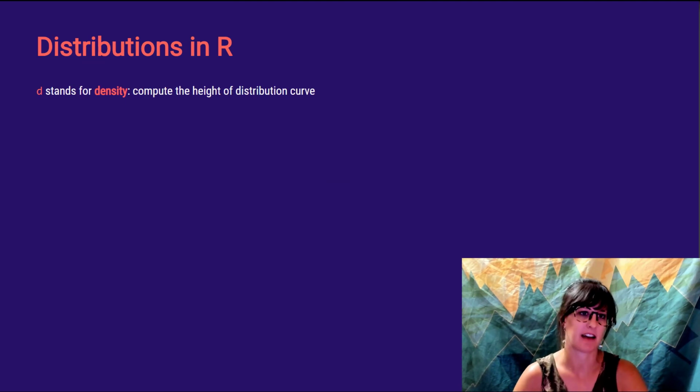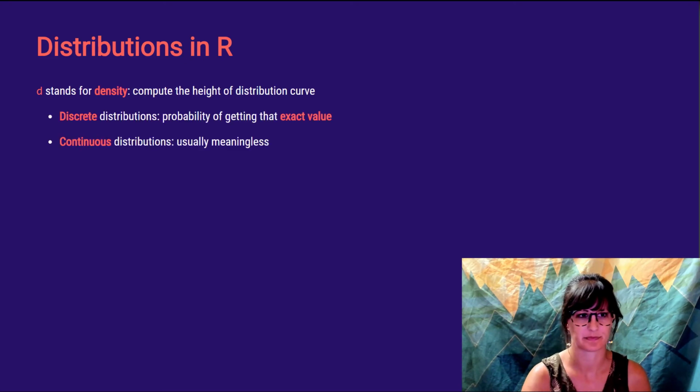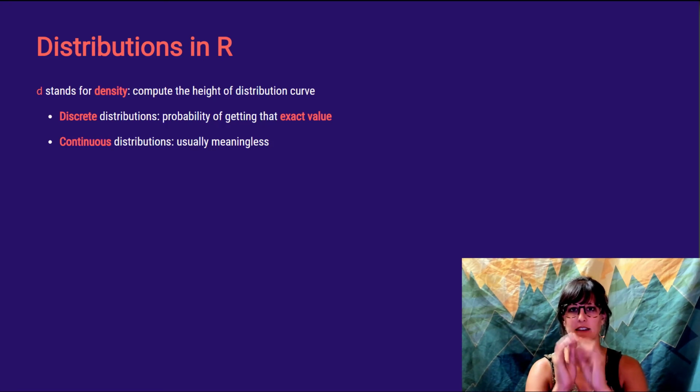Lastly, of these four functions, we've gotten through r, p, and q, and now we have d. And d stands for density, which is the height of that distribution curve. If I showed you those plots again, it would be the height of those blue lines. Now for discrete distributions, like the binomial, this tells us the probability of getting an exact value. It says, how likely are we for this very specific single outcome to happen?